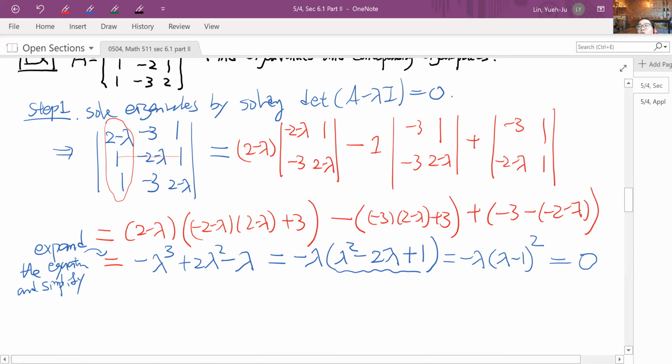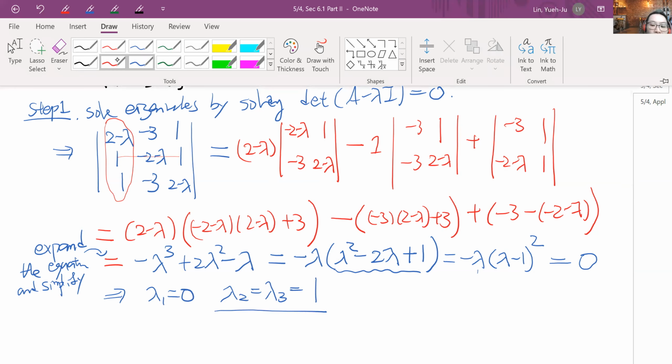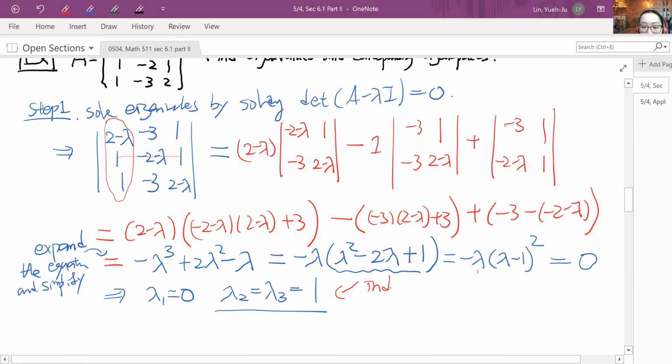Okay, first let me solve it, and I want to make a remark here. This tells you that you technically have 3 eigenvalues. First is lambda 1 equals 0. Second, you have a repeated root for 1. Here I want to emphasize that you need to indicate or show that there's a repeated root.